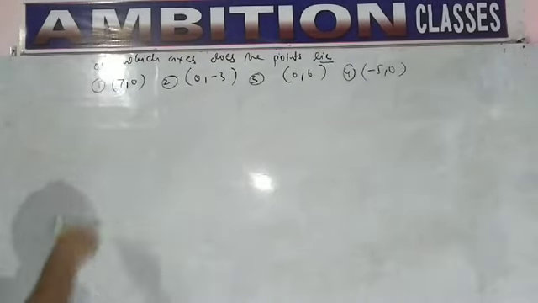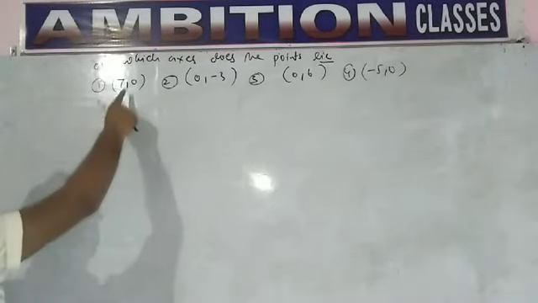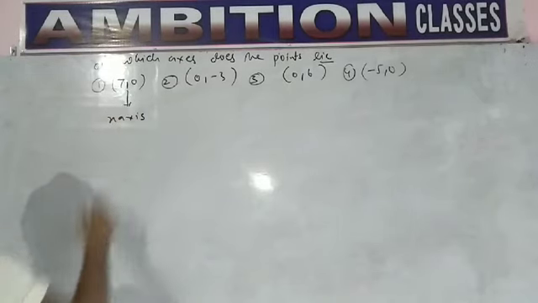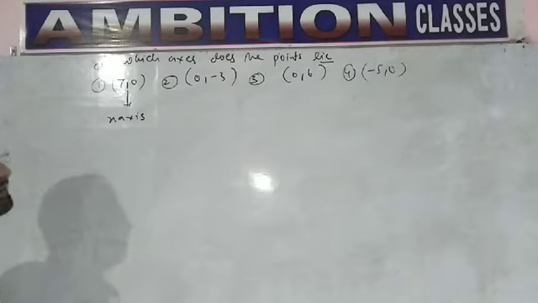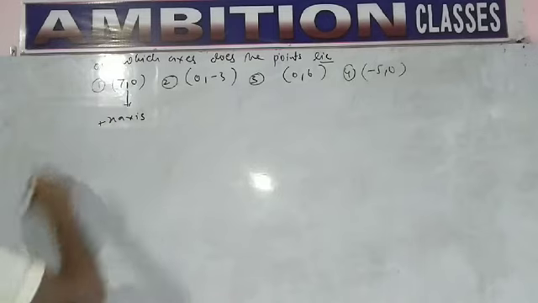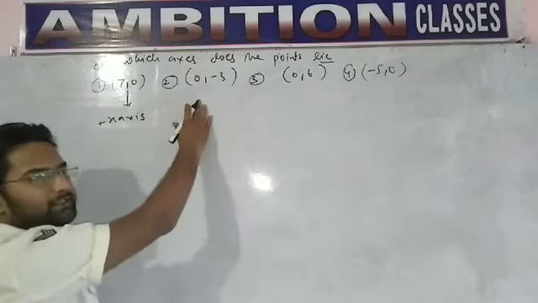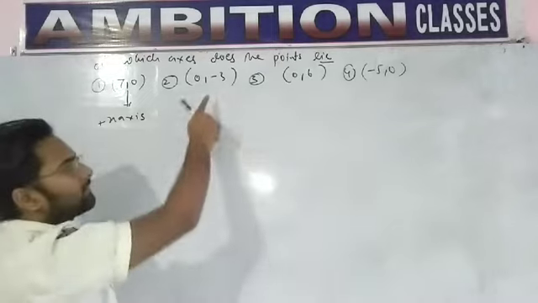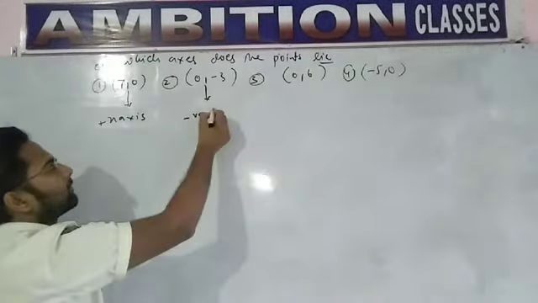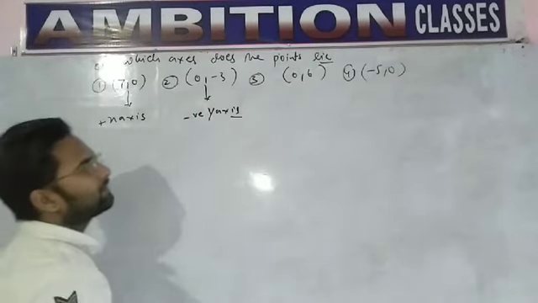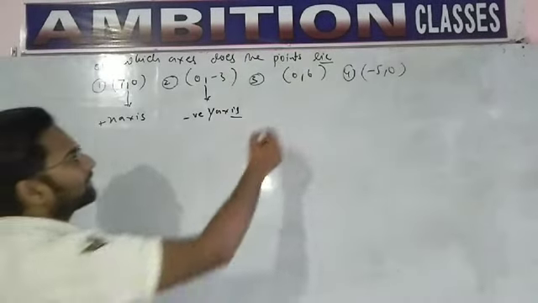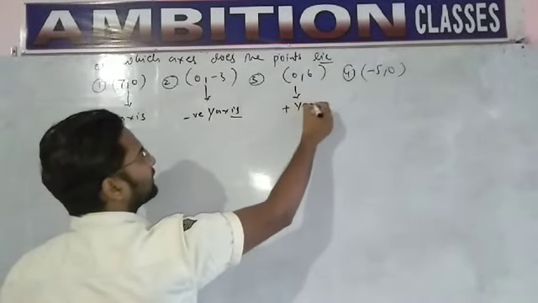Okay, students, let's see. 7, 0. Here the value of y is 0, so it lies on the x-axis. And which x-axis, student? Positive x-axis, because the value of x is positive. Next, 0, -3: here the value of x is 0, so it lies on the y-axis, but the value of y is negative, so it lies on the negative y-axis. Okay, students, in 0, 6 the value of x is 0 and the value of y is positive, so it lies on the positive y-axis.